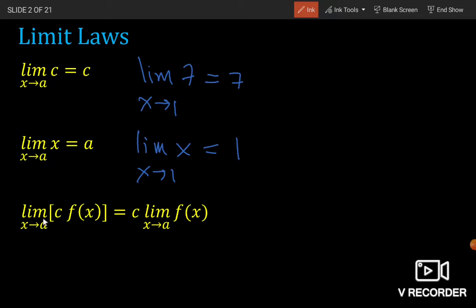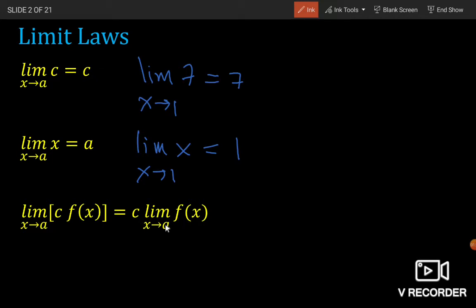Next will be the limit of a constant multiplied by a function as x approaches a is equal to the constant multiplied by the limit of the function as x approaches a. So basically what we did, we just placed the constant outside the limit. So in this case, it becomes the constant multiplied by the limit of f of x as x approaches a.